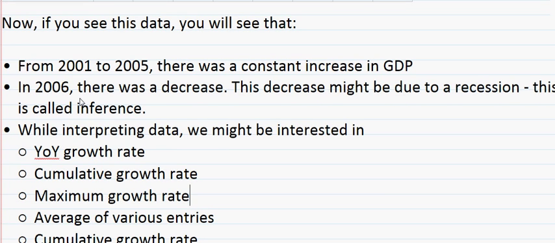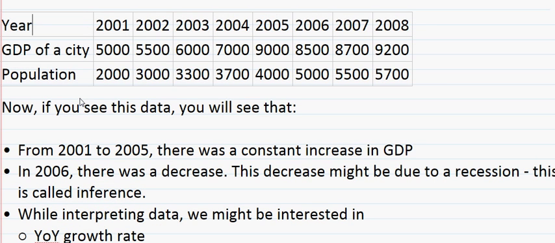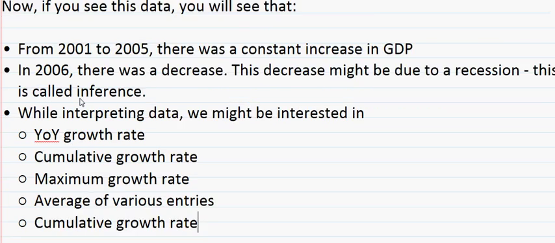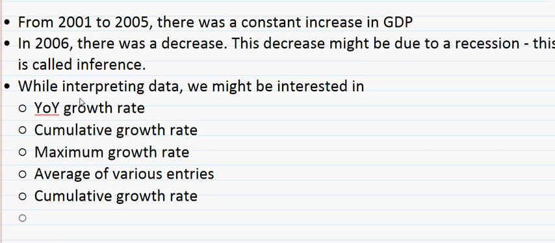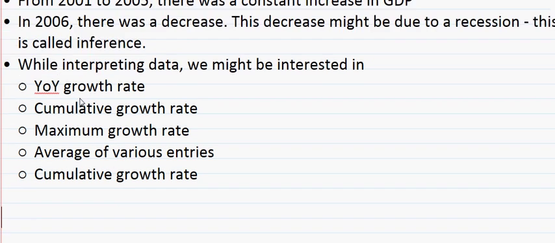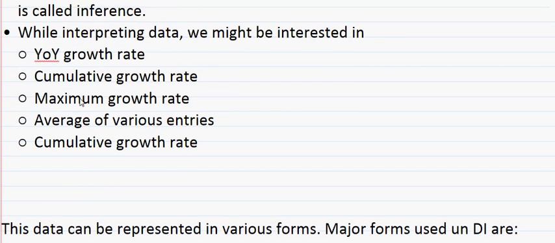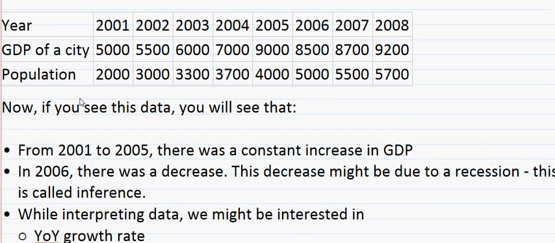So we would be interested in the average, let's say, what is the average GDP from 2001 to 2008. We can be interested in average per capita income from 2001 to 2008, and so on and so forth. So cumulative growth rate we have already mentioned, we would be interested in this. So this is the normal data, right? Normal tabular form of data.